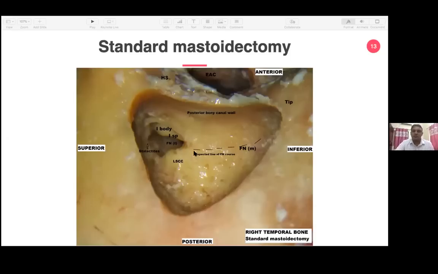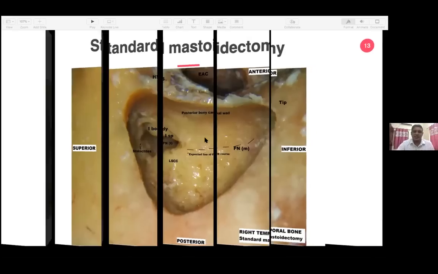Now, the facial nerve in the superior portion is anteromedial, and as it comes downwards in the lower portion, it will be posterior and lateral. So it would be anteromedial here, and as it comes down, it would be turning from anteromedial to posterolateral. So this would be the area of interest, which is called the posterior tympanotomy site.